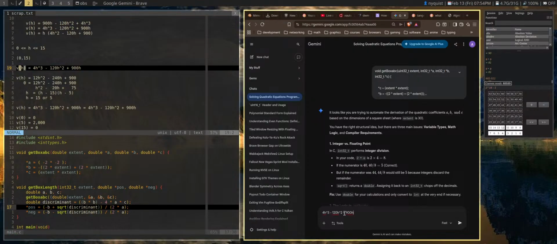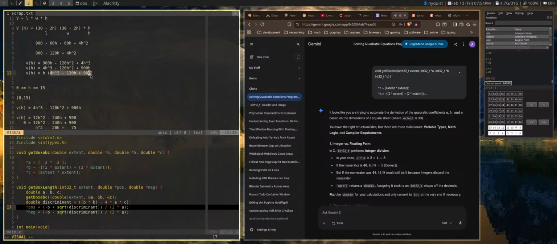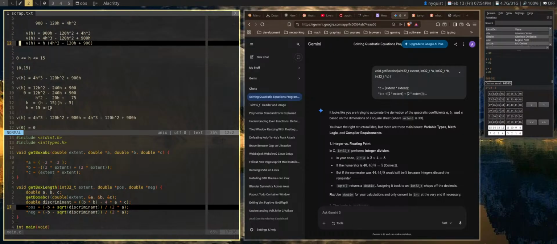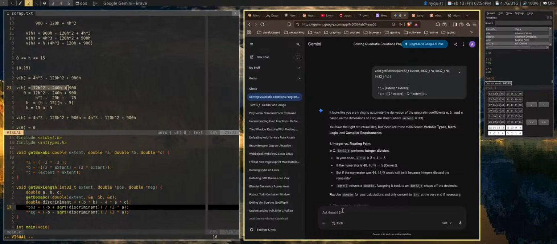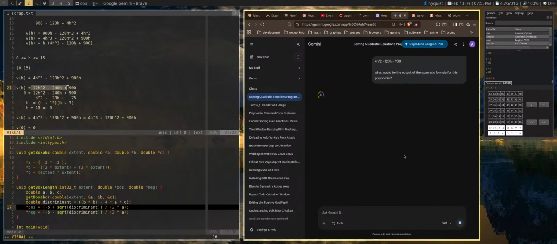Because I just want to see if my math was correct real quick. Yeah, I'm dumb. I was 15 or 5 would be for this. What would be the output of the... see if my math was correct. Just do it.